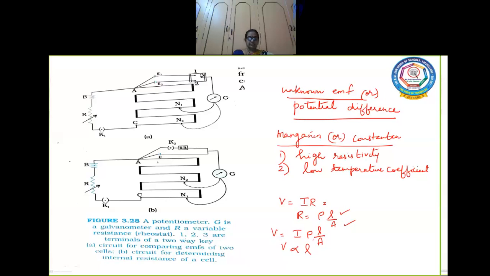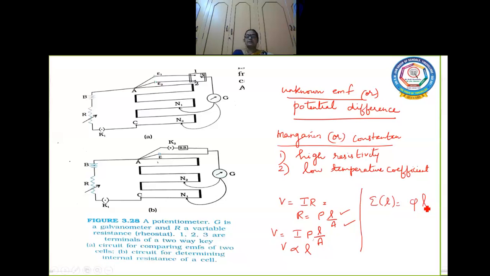So the potential difference between A and any point at a distance L, let us say the distance is at this point N1. The distance from A comes here, then again goes from left to right; this is the point where the galvanometer shows null deflection. So the potential difference between A and any point at a distance L is given as psi of L. Psi is nothing but the EMF. Psi of L is equal to phi into L.